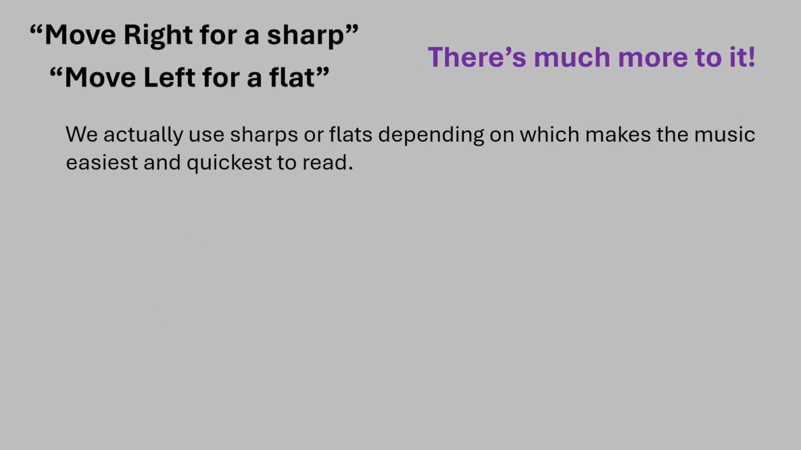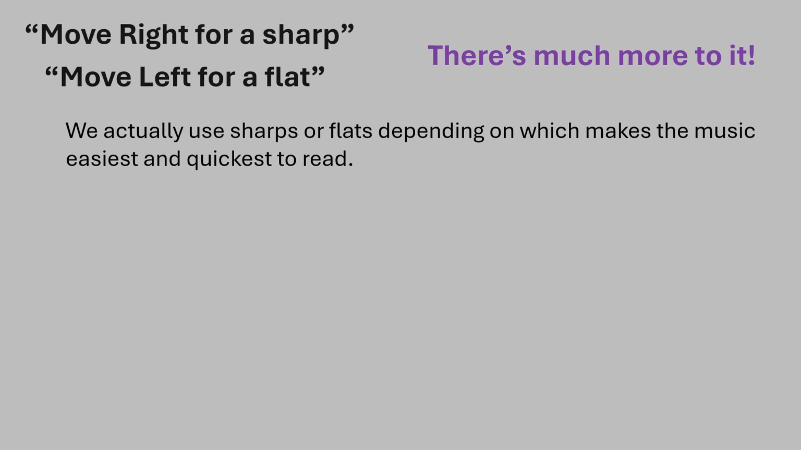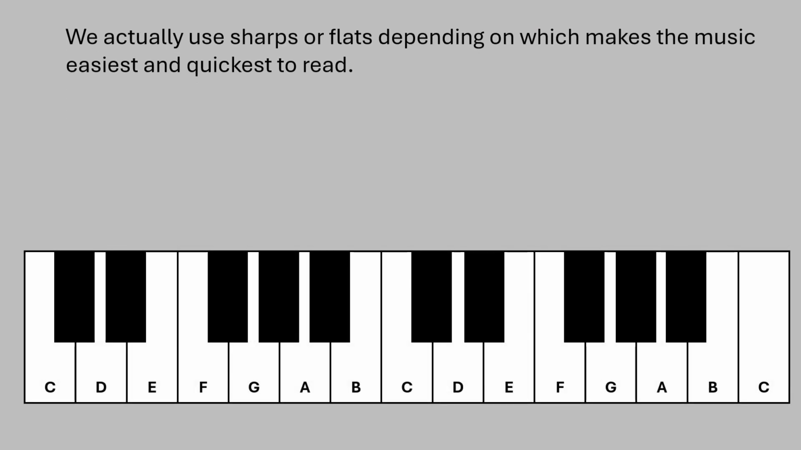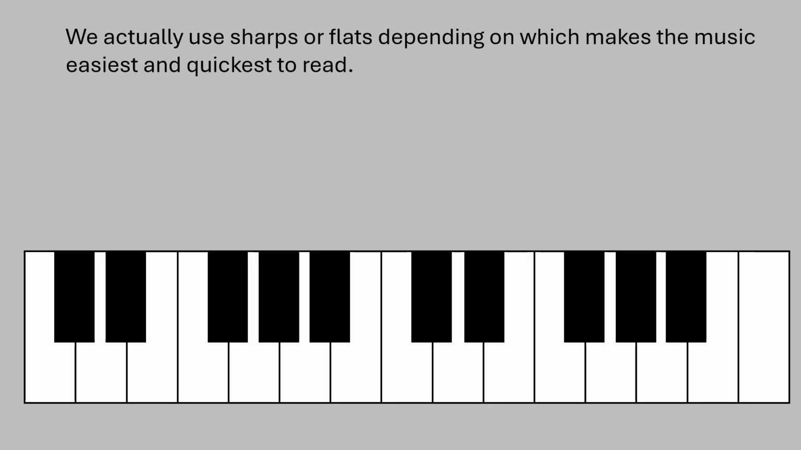But we can't call it a flat and a sharp at the same time, so how do we know which one to choose? We actually use sharps or flats depending on which makes the music easiest and quickest to read. This is how we labelled our piano for top tip number 8. I'm going to show you the notes of a major scale. We are going to write the notes in 2 ways, one using sharps and one using flats. I want you to decide which version is the easiest and the quickest to read.